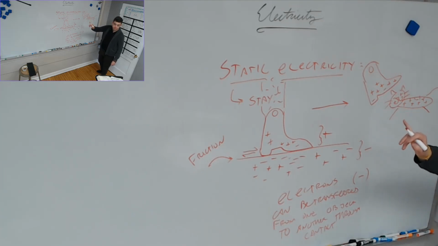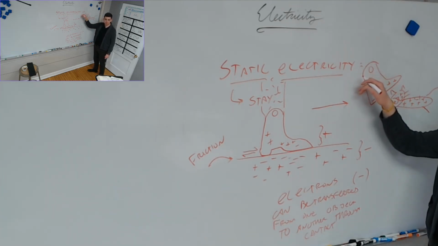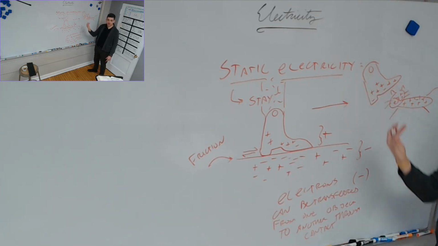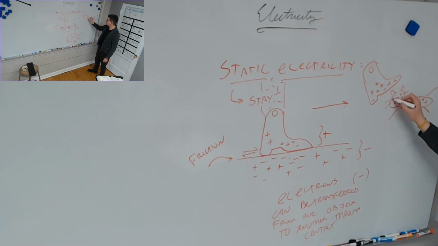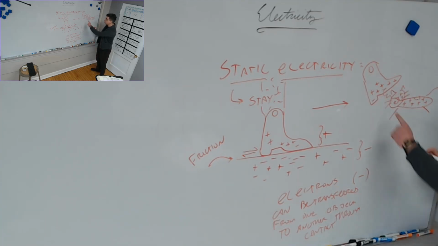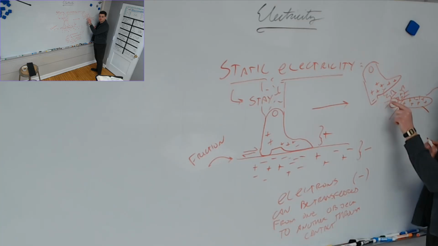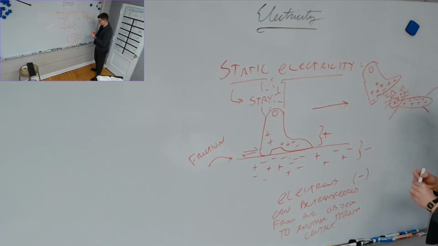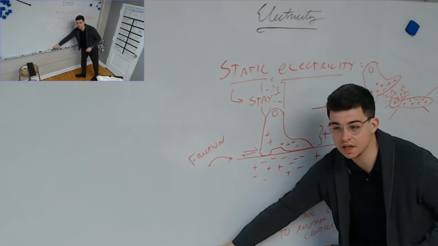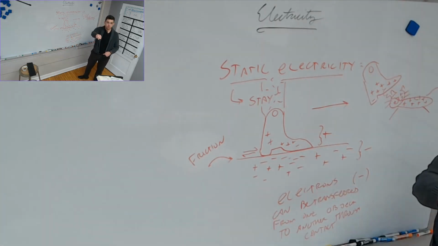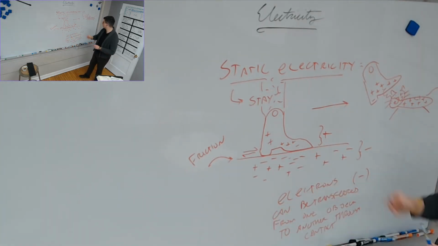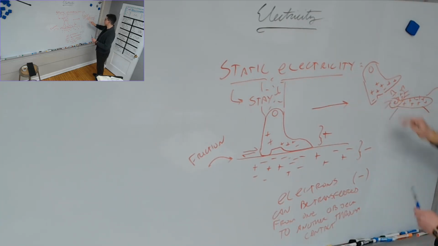But because the boot has a positive charge, the electrons in the cat, some of them, are attracted to the boot. So some of the electrons transfer to the boot, causing a little lightning bolt. This is exactly the same phenomenon as a lightning bolt.